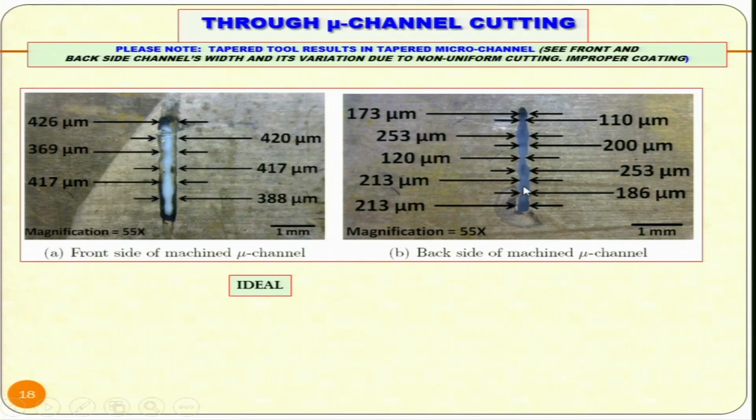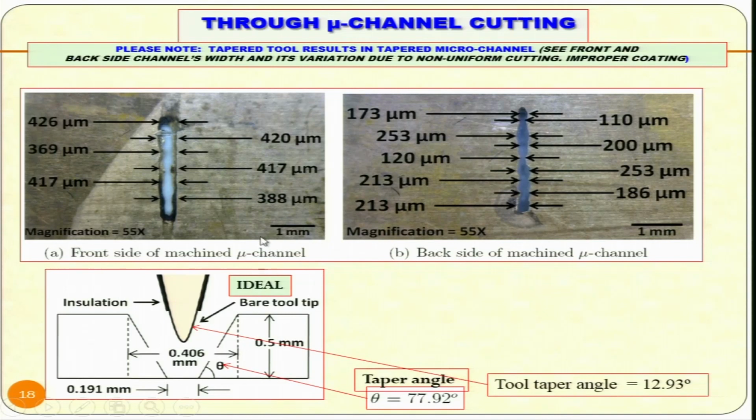So that's why you have the smaller dimension of the channel at the bottom side. This is the tool. This I have already explained. So you can see here this tapered channel is being obtained, and it is larger diameter at the top, smaller diameter at the bottom, and non-uniform due to the improper coating in that particular case.